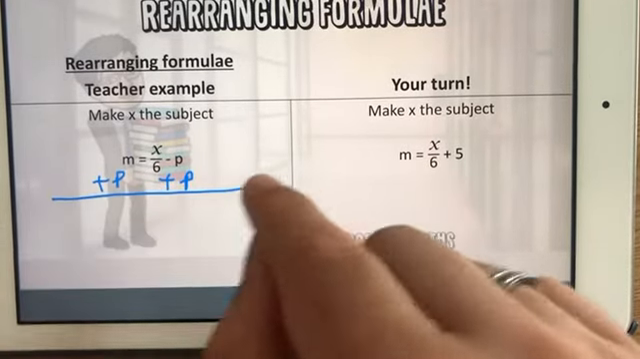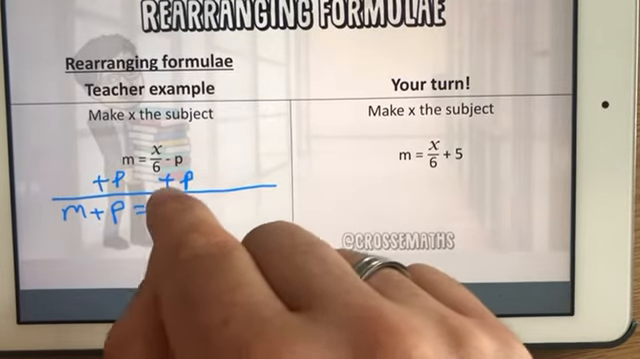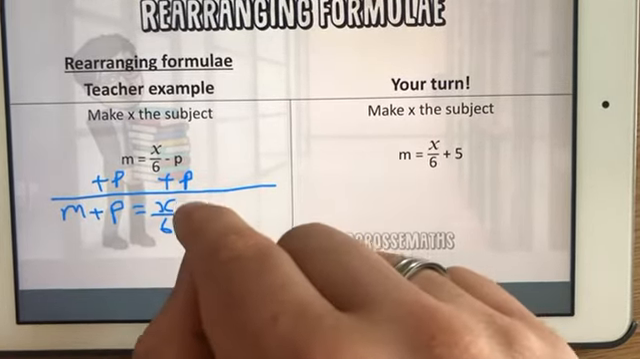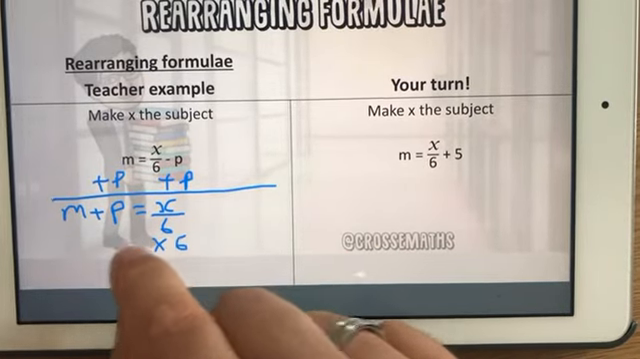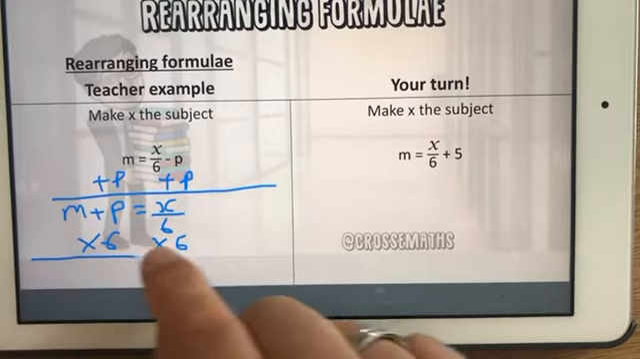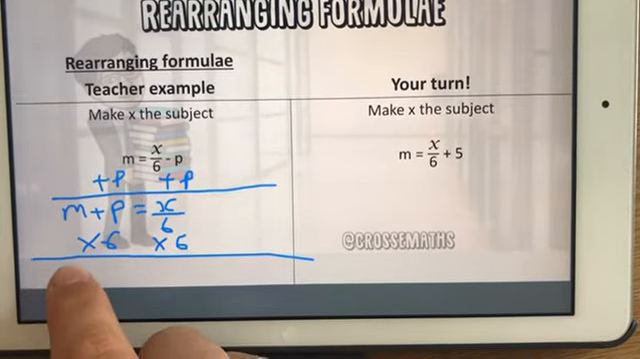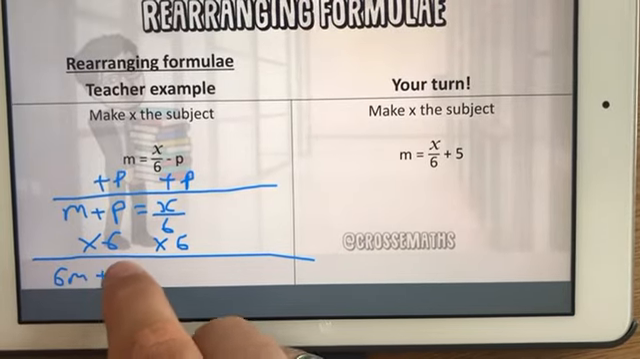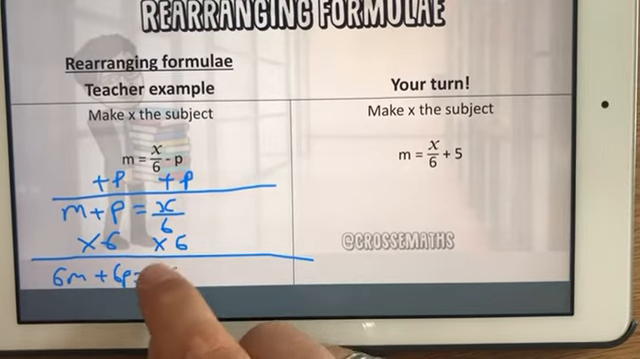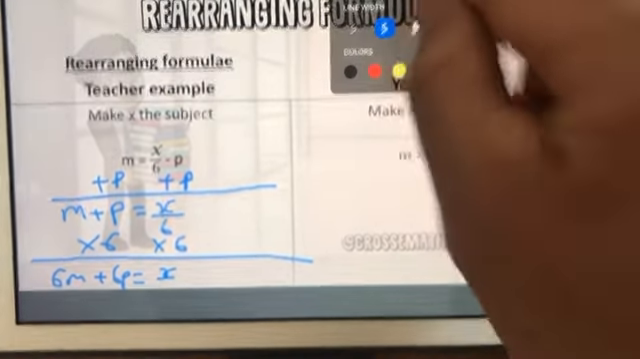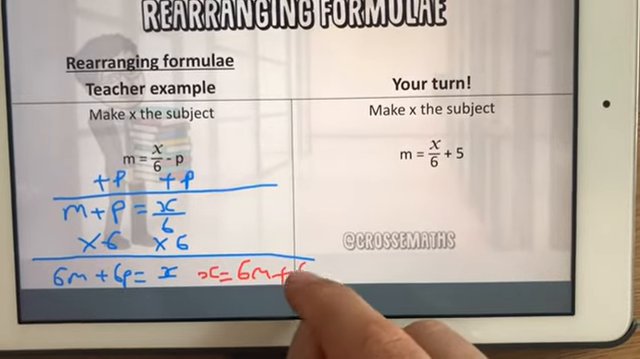If I add p to both sides, I end up with m plus p, all equal to x over 6. P minus p makes nothing on the end. It cancels it out. Next, I'm going to times by 6. If I times by 6, I end up with 6m plus 6p equal to x, as the times 6 and divided by 6 cancel out. So my answer is x equals 6m plus 6p.